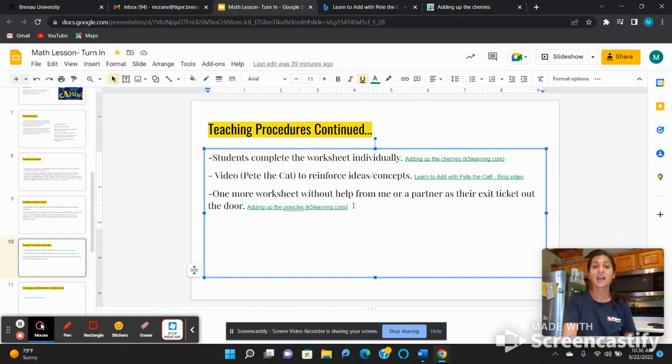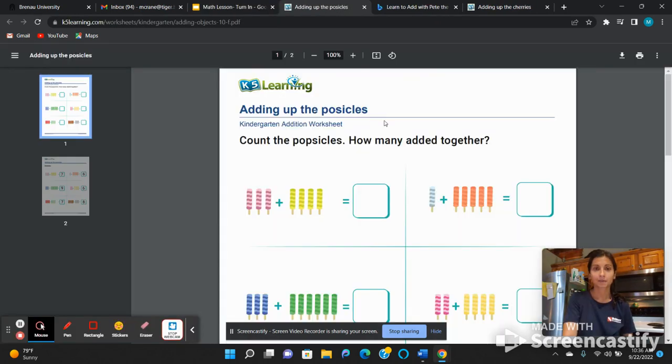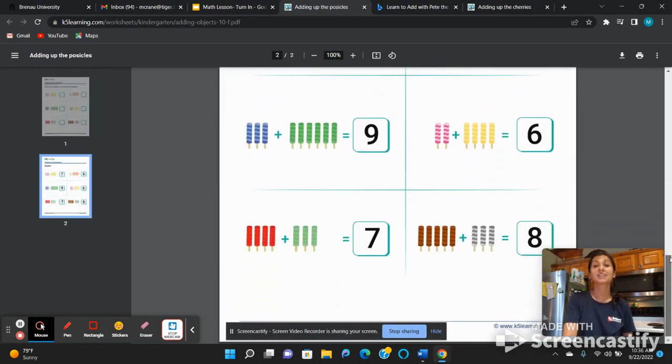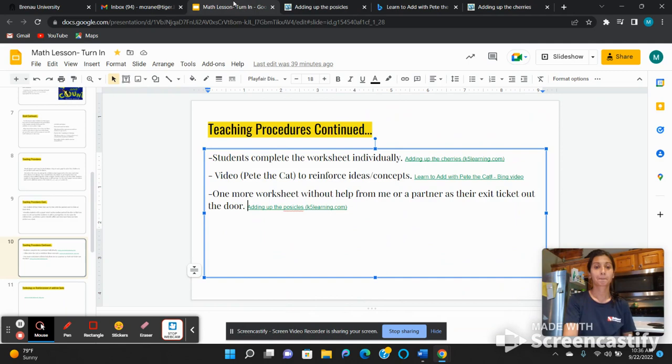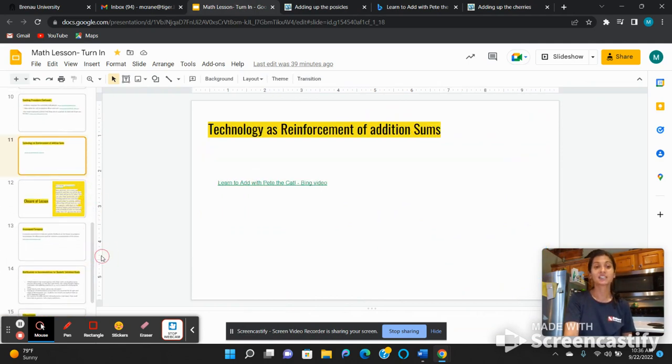It's super fun. And then this is one more worksheet that they're going to do as their exit ticket out the door, especially if you have extra time. These are counting popsicles. And these numbers go to 9. Okay. I linked Pete the Cat by himself since he is technology.